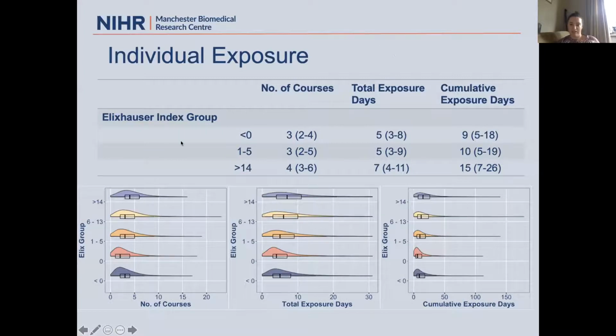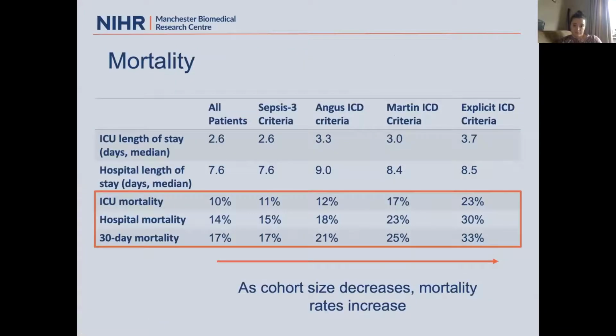And again, this is just showing it for the comorbidity index. This shows that patients with a higher level of comorbidities are receiving higher numbers of antimicrobials on more days. To look at mortality, as you would expect, the smaller cohorts having higher levels of organ dysfunction and comorbidities also see higher levels of mortality, and this is including ICU, hospital and 30-day mortality.